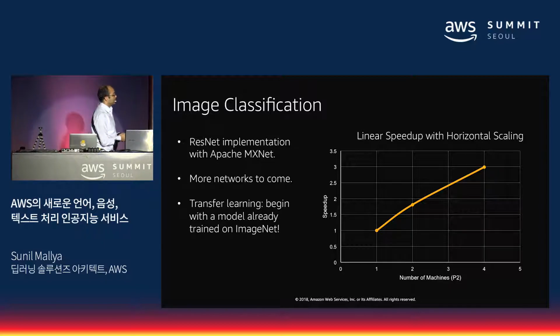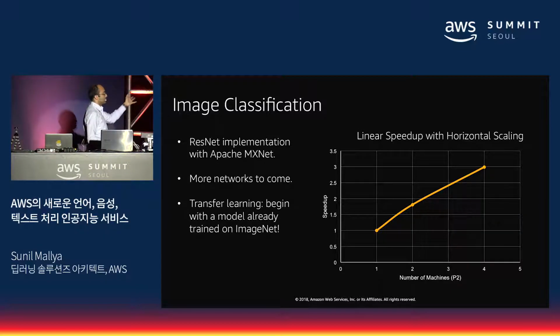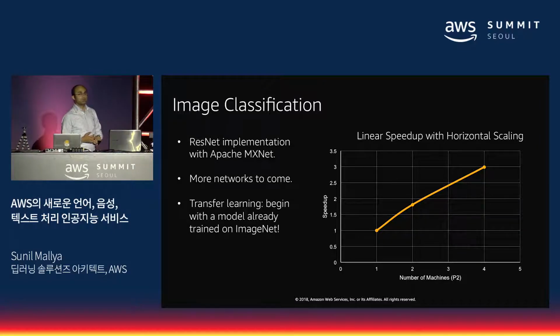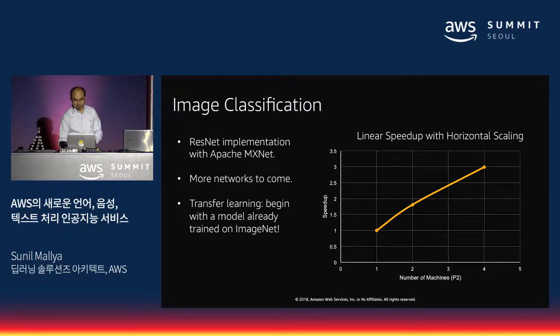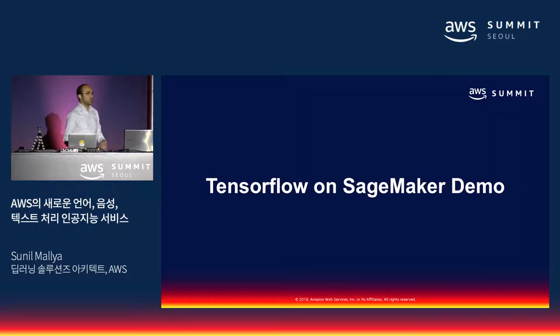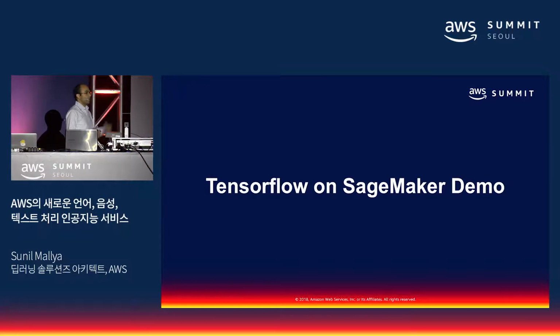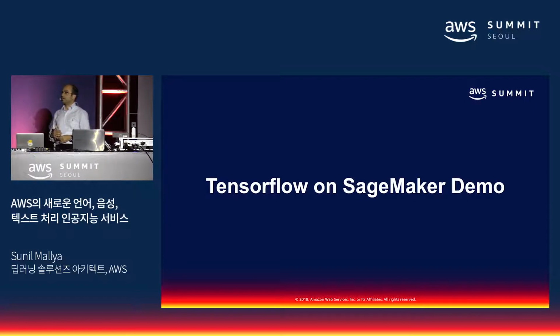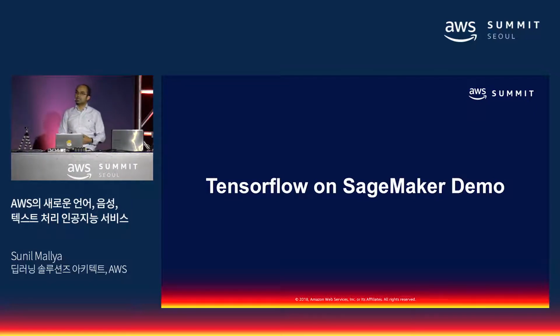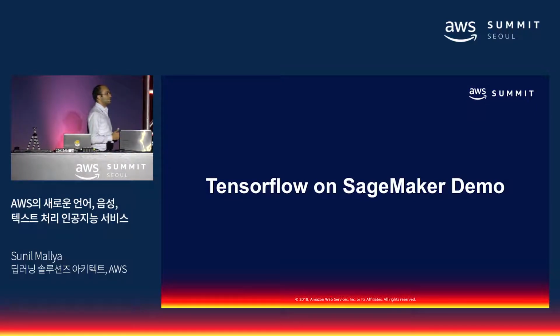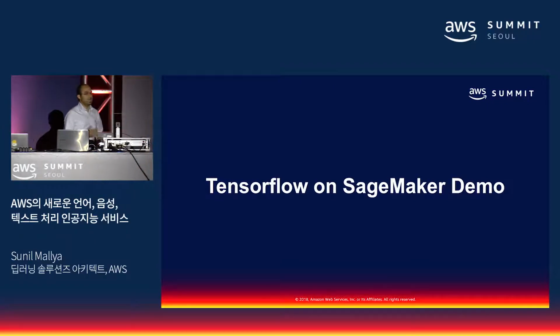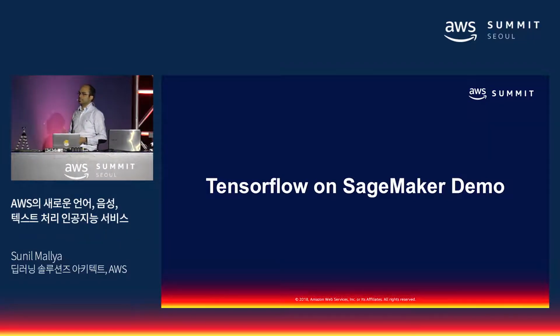Again, you see here in this example, we're using Apache MXNet. We can scale almost linearly across different numbers of machines. There's another session in a bit where one of my colleagues is going to talk about Apache MXNet in detail. So I'll show an example with TensorFlow and how to use that in SageMaker.